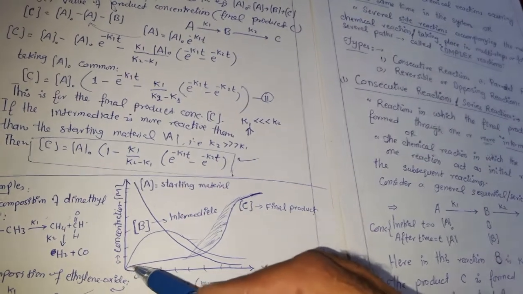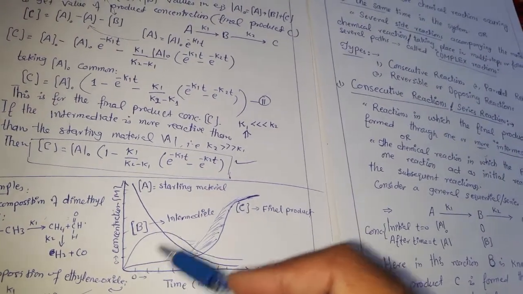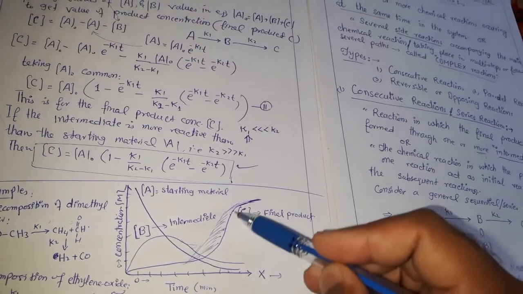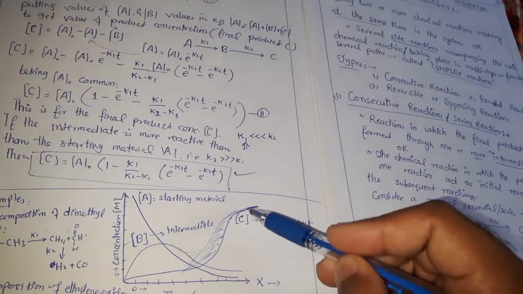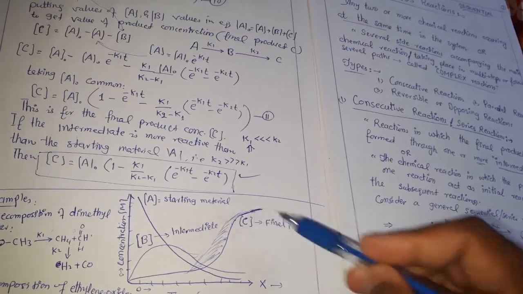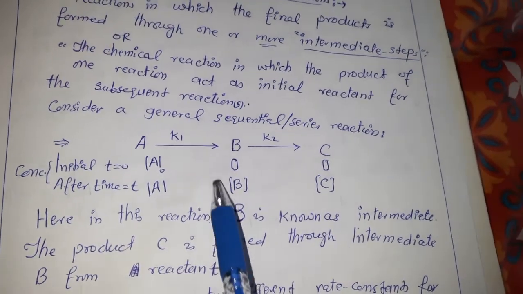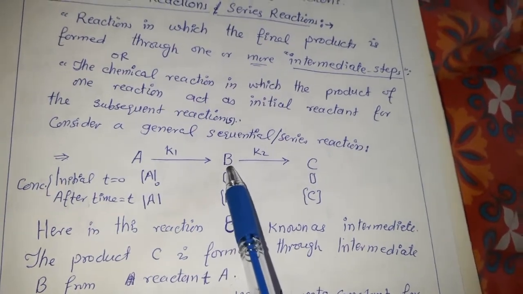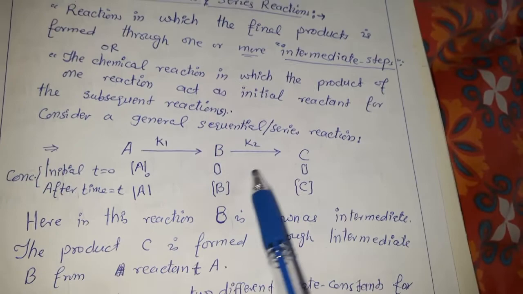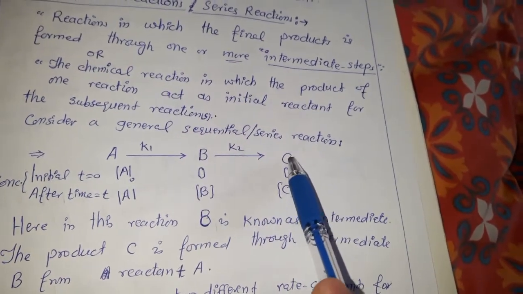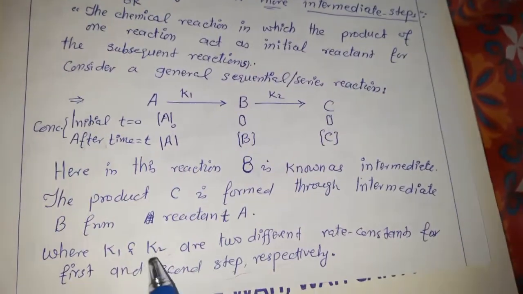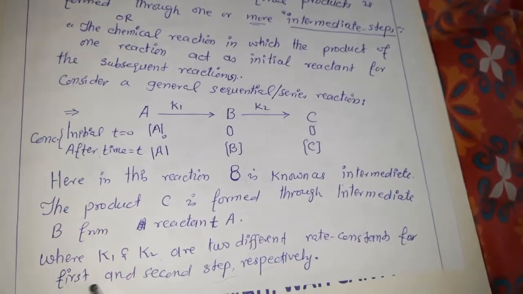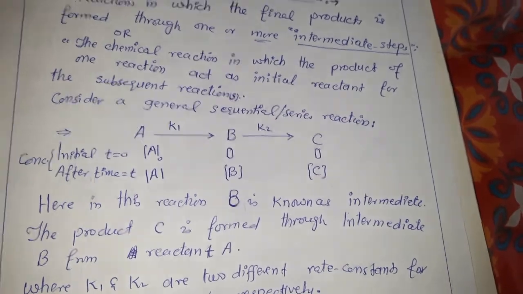Similarly, at the same time B is decomposing into the final product C, and its concentration is increasing with the passage of time. So at the end we have only the concentration of C, the final product. Here the intermediate B is formed from reactant A, and this intermediate then decomposes into final product C, where K1 and K2 are two independent constants for the first step and second step respectively.